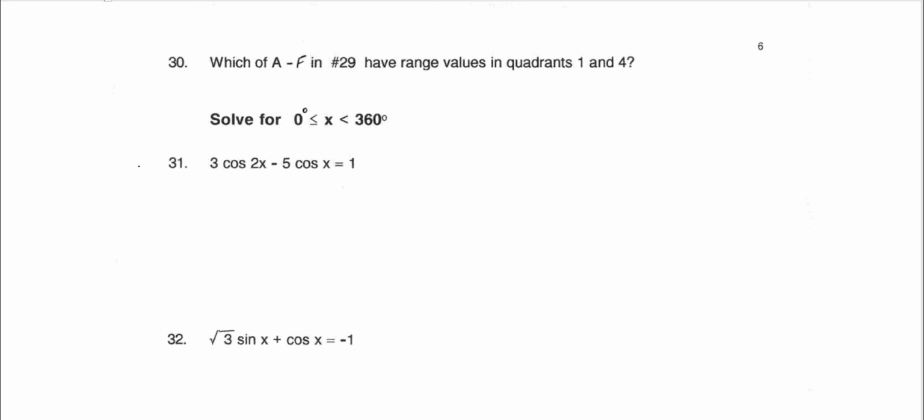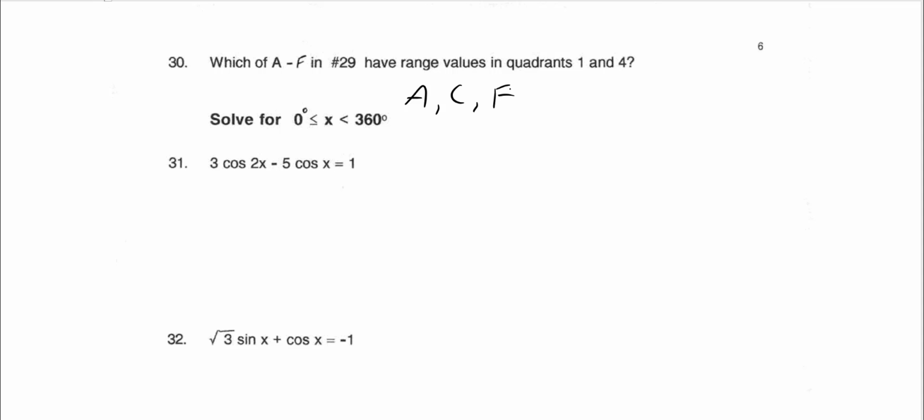Which of A through F in number 29 have a range of values in quadrants 1 and 4? Well, it's just from the back one. So it's A, C, and F. So that's, of course, sine, 1 over cosine, which is cosecant, and sine over cosine, which is tangent. Pretty easy.